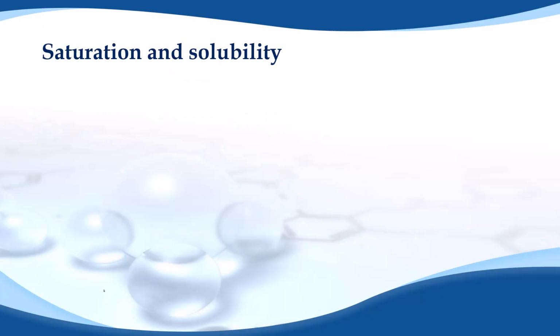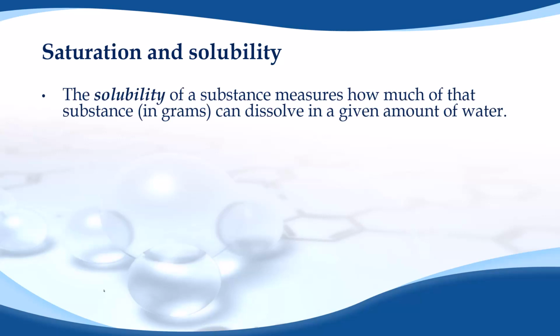So to start off with a couple of definitions. Solubility is how much of a substance, or solute in this case, measured in grams, will dissolve in a given amount of water. Typically, when we talk about solubility, we're talking about grams of solute per 100 grams of water. So that's the typical unit that you're going to see for this.